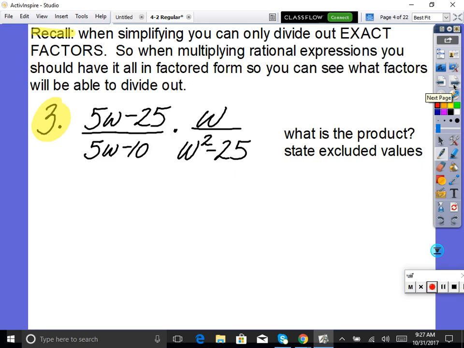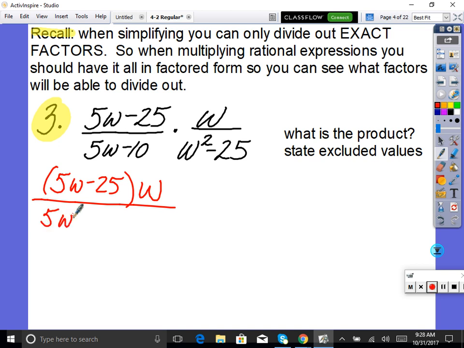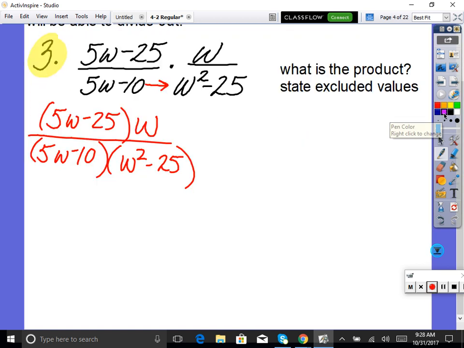So everybody, here we go. This is number 3 on the worksheet. The rule is when multiplying fractions, you literally multiply straight across. So rewrite the problem. We're doing 5w minus 25 times w. Do you see how I literally just rewrote it? It's like the same thing. Now on bottom, we have 5w minus 10, multiplying straight across times w squared minus 25. Now my point was, we could do this, but it would be making our life harder.